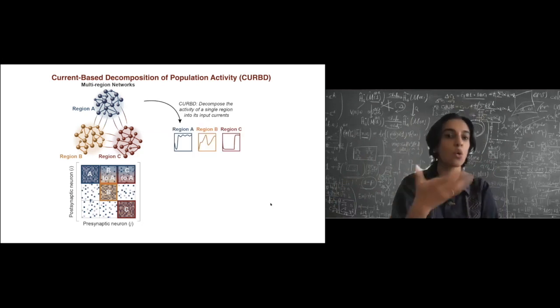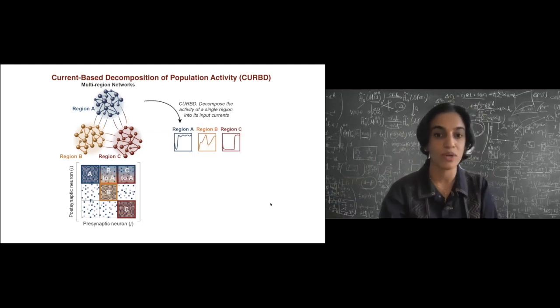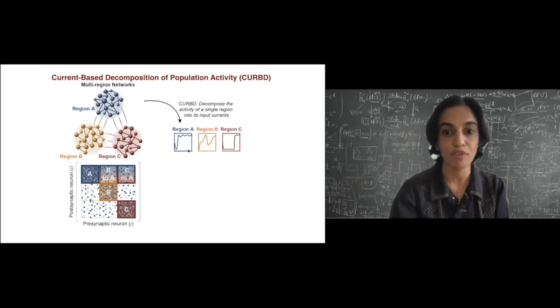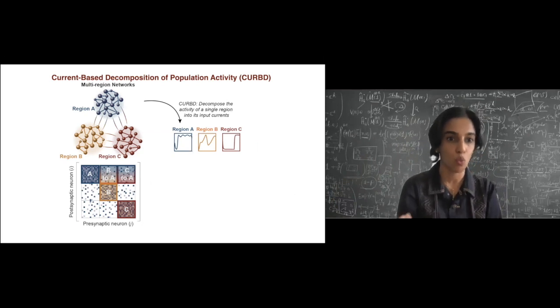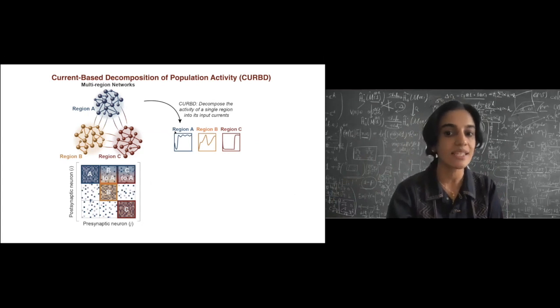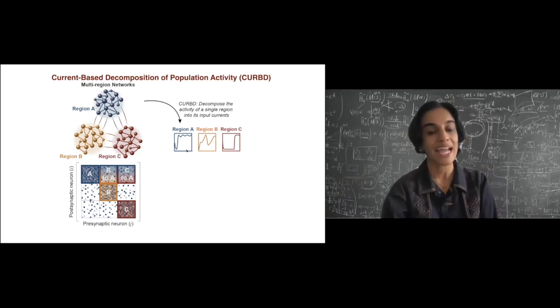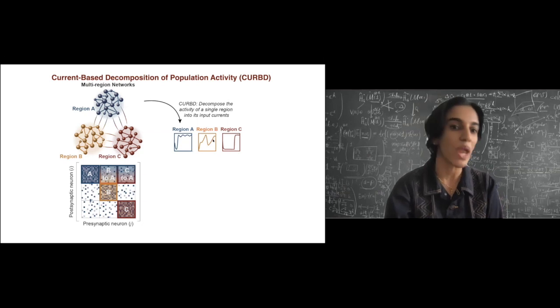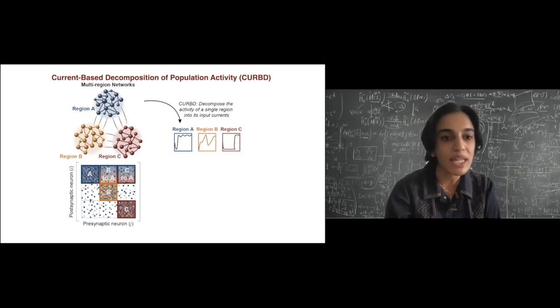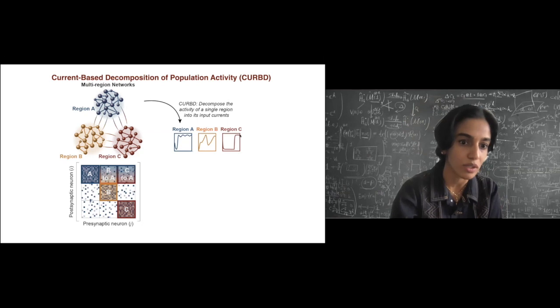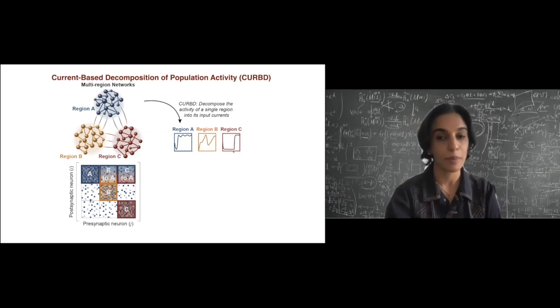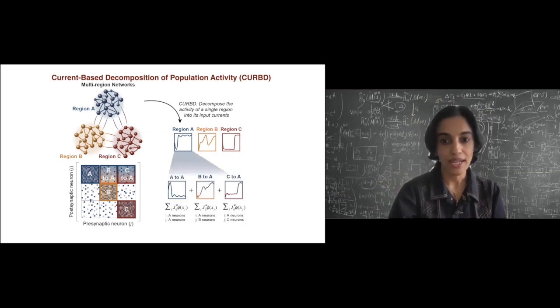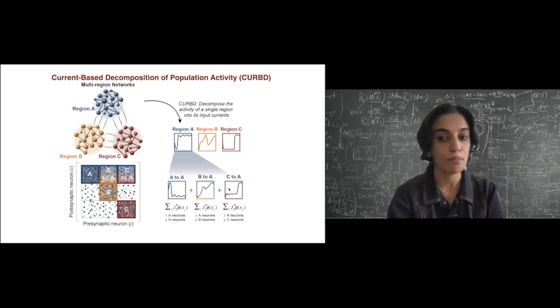So here's one more cartoon to really drive home the point. Let's say you're recording activity from three regions, and we've shown here one example. This is neural activity in some form, firing rate or calcium activity, as a function of time. Region A does the squiggle, region B does this little wave-like thing. Region C does this almost like a fixed point that goes to another one at a certain time step. Once you run this exercise, you can decompose the activity that you observe in region A into its component currents.